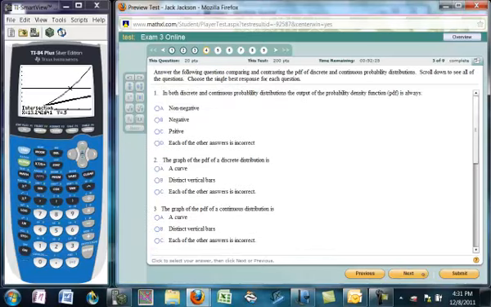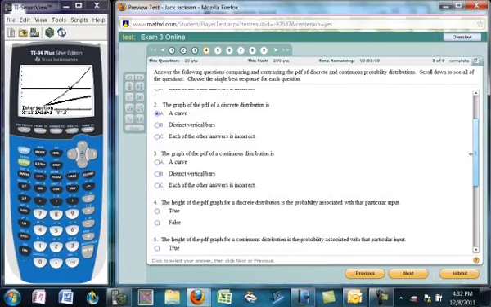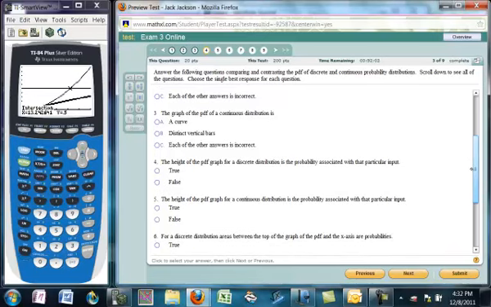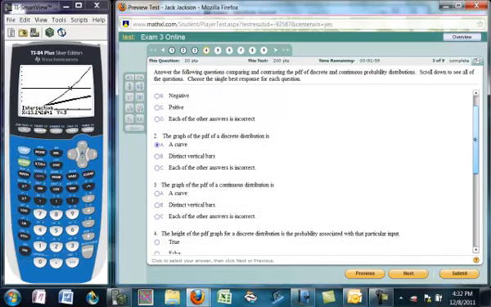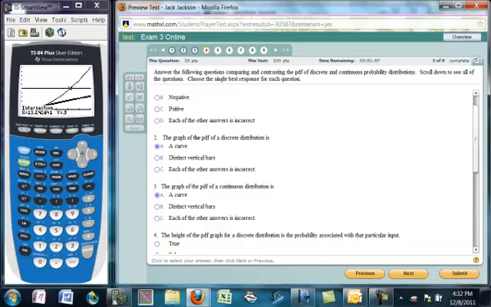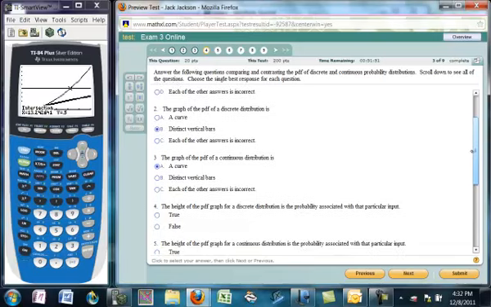Alright, same kinds of questions, but talking about the PDF this time. In both discrete and continuous probabilities, the output of the probability density function is always non-negative. It's always 0 or positive. The graph of the PDF of a discrete distribution is a curve? No, I'm sorry, a curve is for the continuous. It's going to be distinct vertical bars for the discrete case. A bar graph, a frequency graph, basically. Well, like a relative frequency histogram, really.